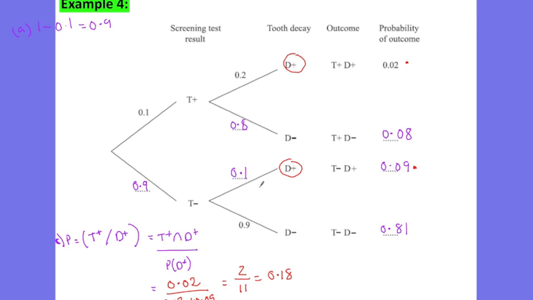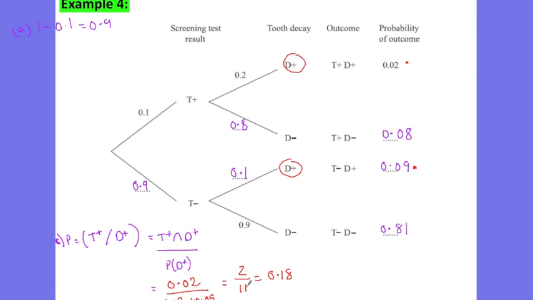So the screening test is meant to help us identify the people with tooth decay. We can see here that this test does not appear to be a good predictor of tooth decay. Out of 11 that got tooth decay, only 2 were predicted. So this test does not appear to be a good predictor of tooth decay.